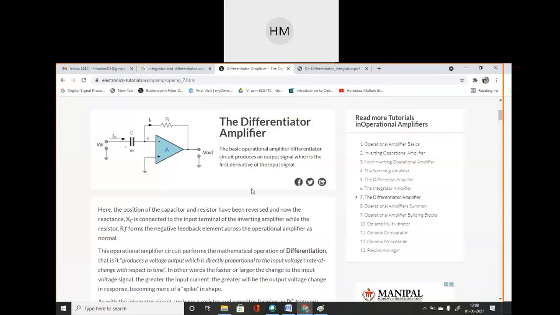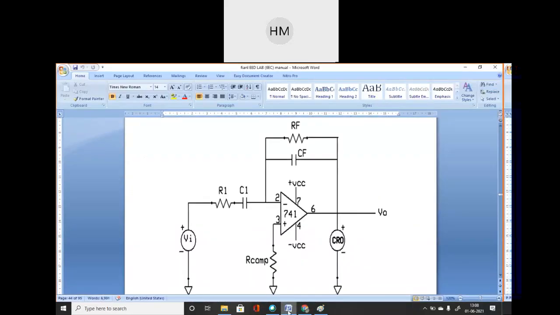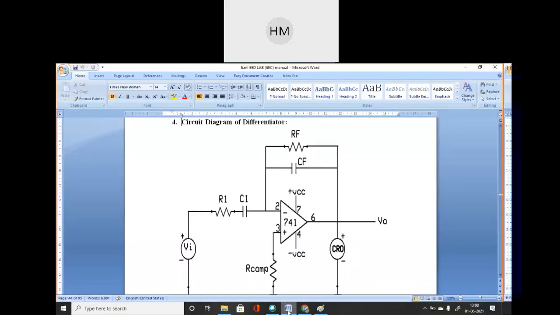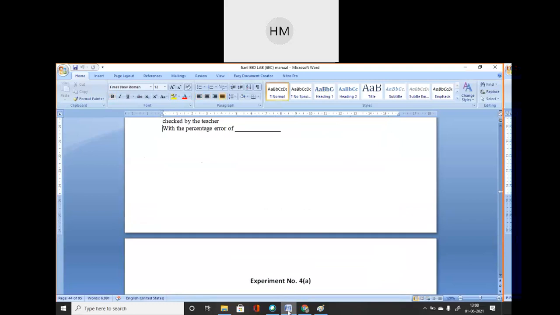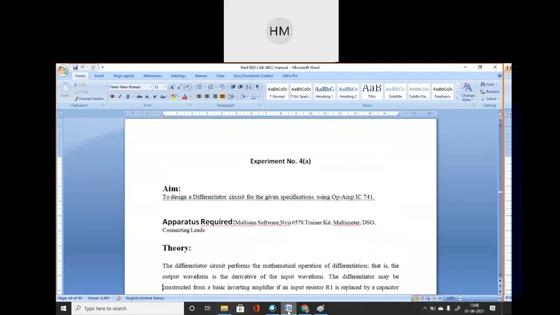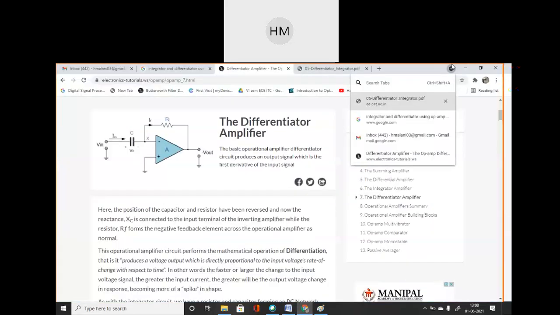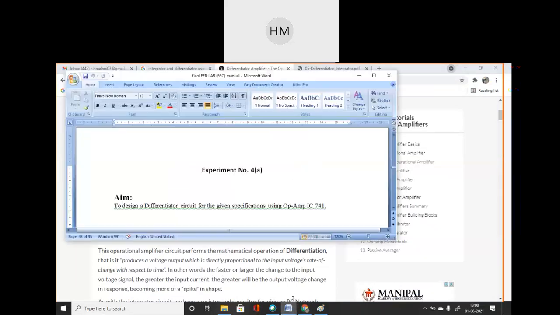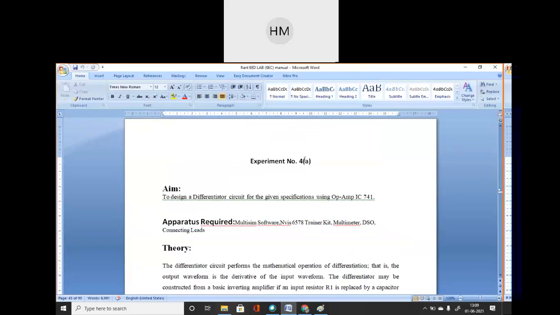Okay. So we are starting with the next experiment, that is integrator and differentiator. We have seen numerous applications of operational amplifier, and this is one of them. Here we will use the circuit in the differentiating mode or integrating mode. We all know what is integrator and differentiator.